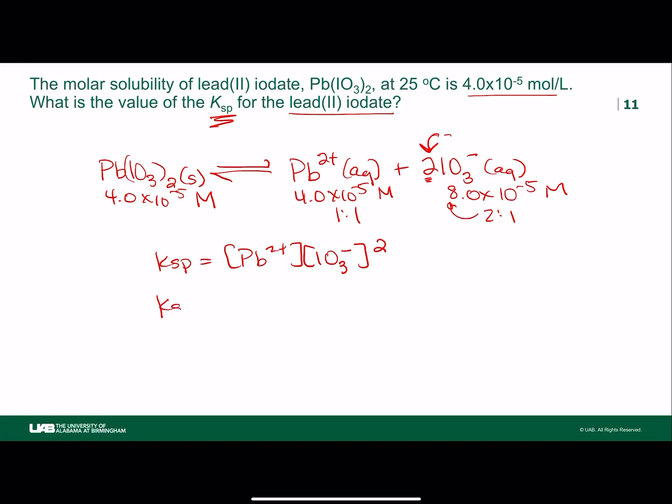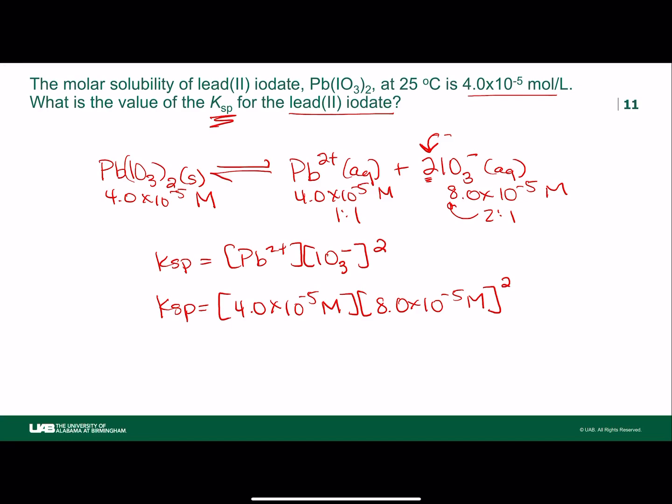Now I don't know the KSP. I do know the concentration of lead ion in solution though, and I do know the concentration of the iodate anion in solution. I just have to remember that I need to square that part. Yes, you took the 2 into account when you multiplied the 4.0 times 10 to the minus 5 by 2, but that mathematical operation is separate from the mathematical operation for the KSP. So we want to make sure that we do both when it is necessary.